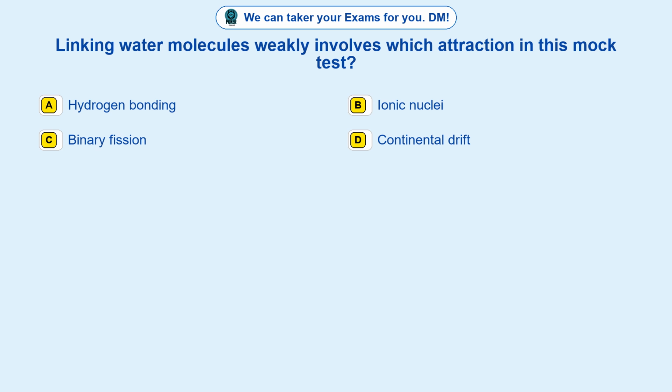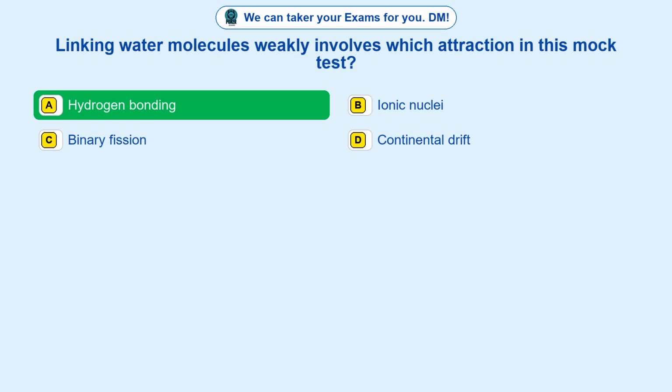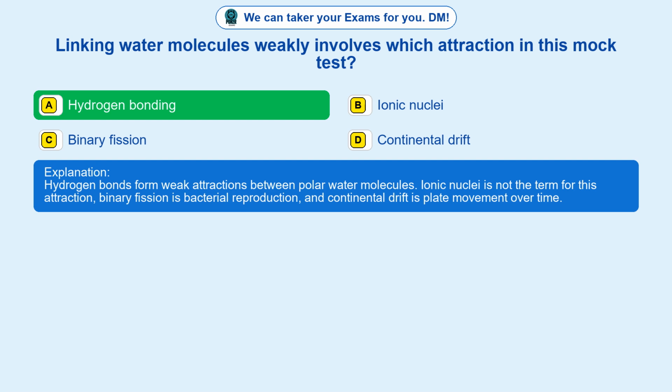Question 51. Linking water molecules weakly involves which attraction in this mock test? Option A, hydrogen bonding. Option B, ionic nuclei. Option C, binary fission. Option D, continental drift. The correct answer is option A. Hydrogen bonding. Hydrogen bonds form weak attractions between polar water molecules.